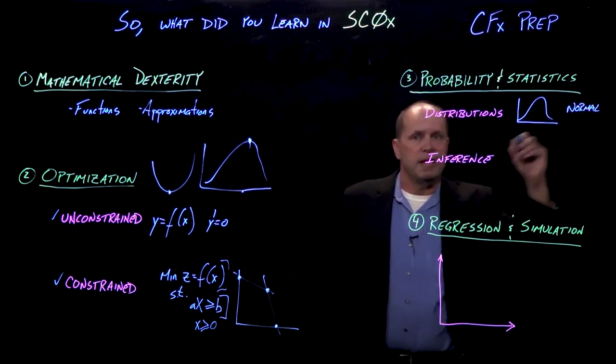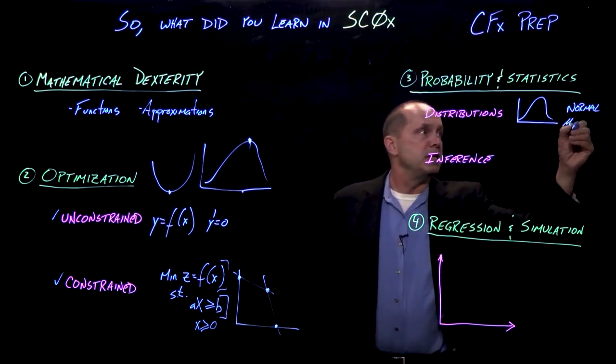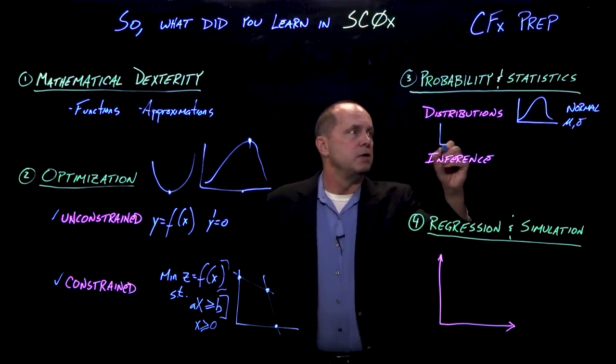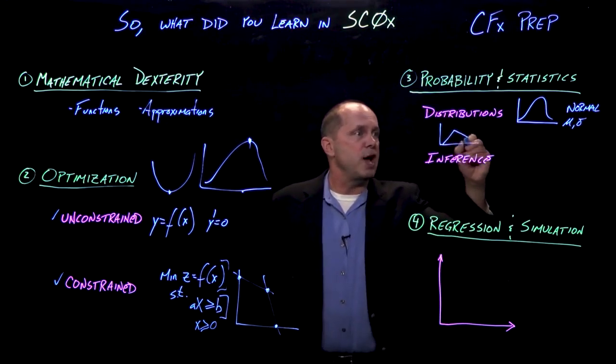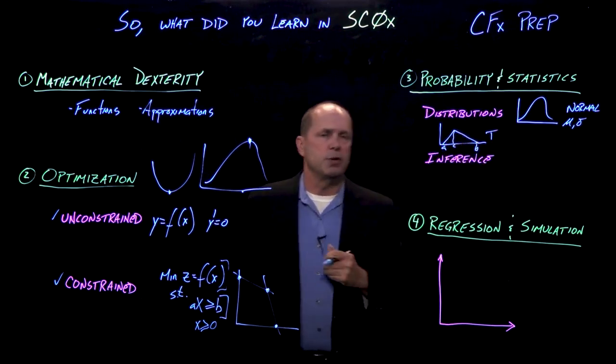And we used this a lot later on in SC1x when we looked at inventory, and this is where you have some mean and some standard deviation. We also focused in on one of my favorite distributions, the triangle distribution, where you have a minimum, a maximum, and a mode. And so this is a triangle distribution.